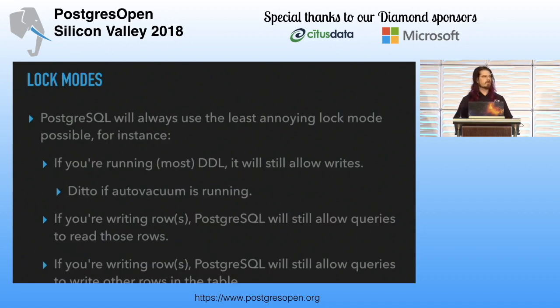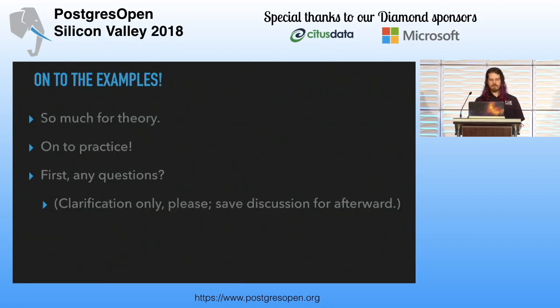As I said a bit earlier, Postgres is pretty smart about what kind of locks to take. For instance, if you're running DDL, you can still do writes on that table, with a few exceptions. If you are running auto vacuum, you can still write the table, read the table normally. If you're writing a row, it can still be read concurrently. And if you're locking a subset of rows inside a table, you can still do normal write operations on the other rows in the table. So that's the theory, basically.